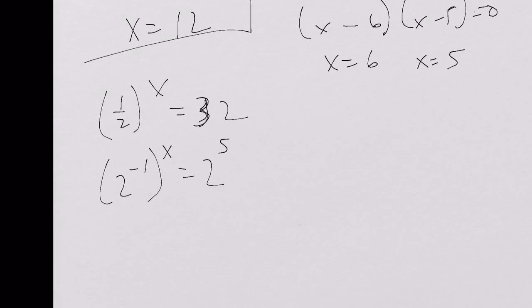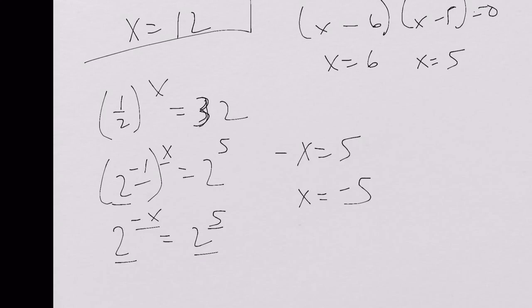From here, make sure we have the same base. When you have a base with an exponent raised to a power, you multiply your exponent and power. So I would just get 2 to the negative x equals 2 to the 5th. My bases are the same, so that means my exponents have to be the same. So that would give me x equals negative 5.